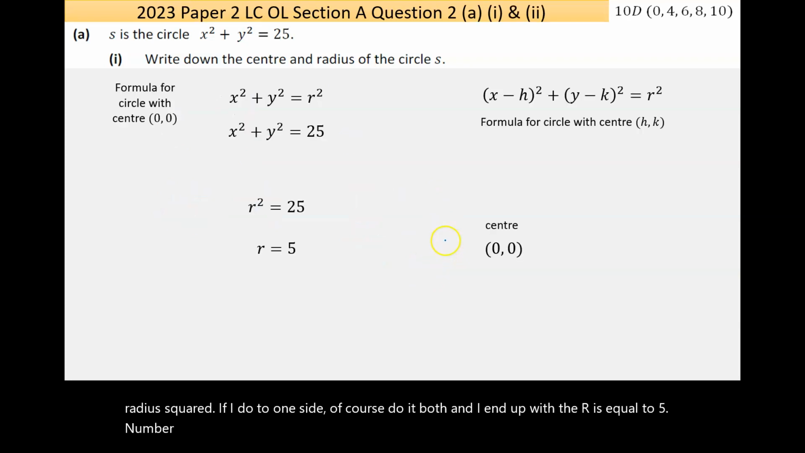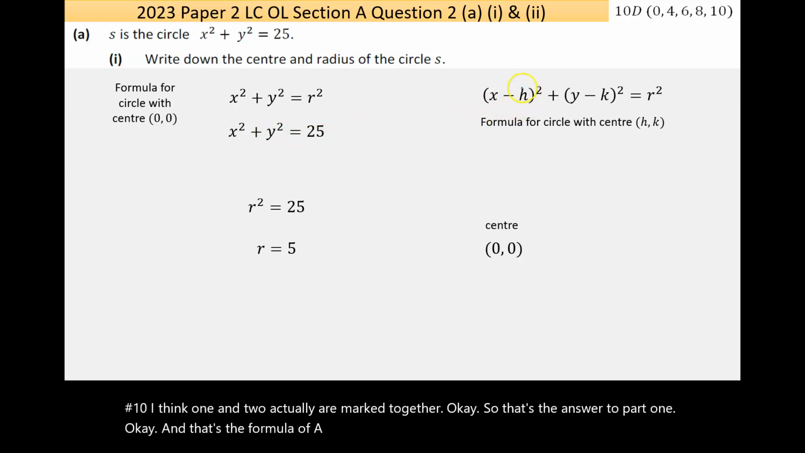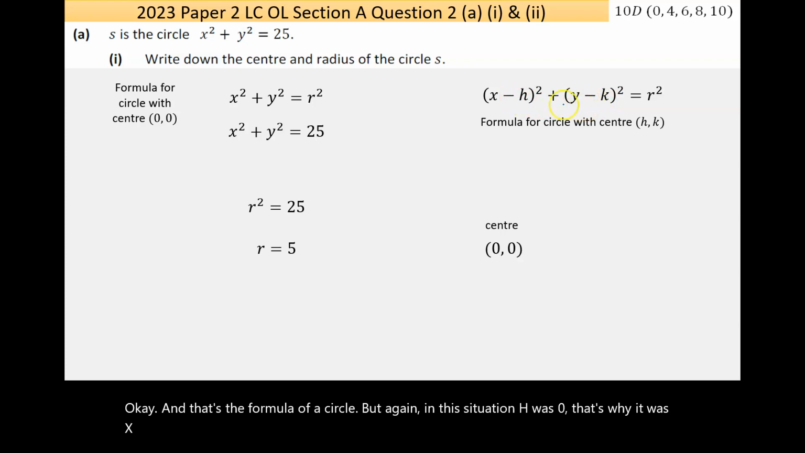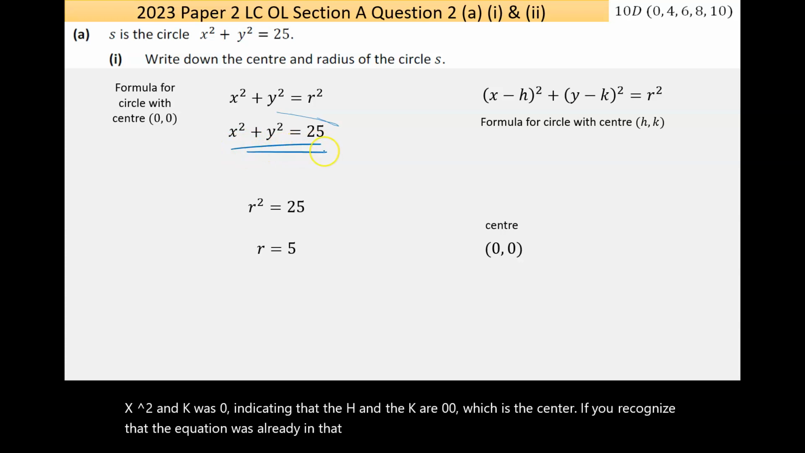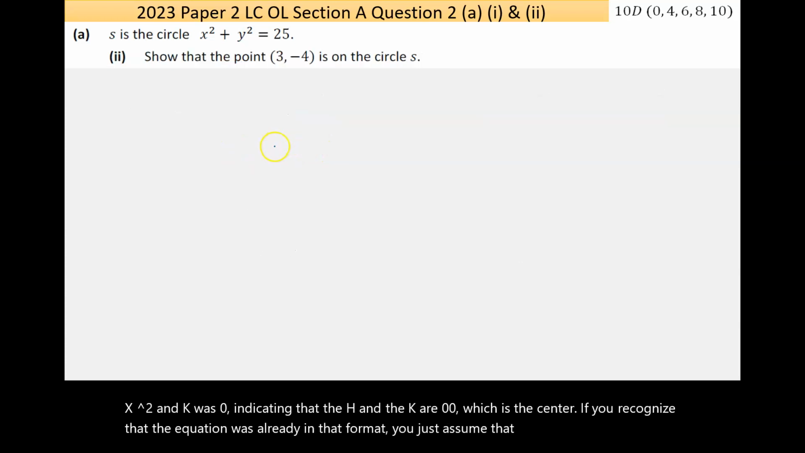I think 1 and 2 actually are marked together. So that's the answer to part 1. Now that's the formula of a circle. But again, in this situation, h was 0, that's why it was x squared, and k was 0, indicating that the h and the k are 0, 0, which is the center. And if you recognize that the equation is already in that format, you just assume that it's 0, 0.